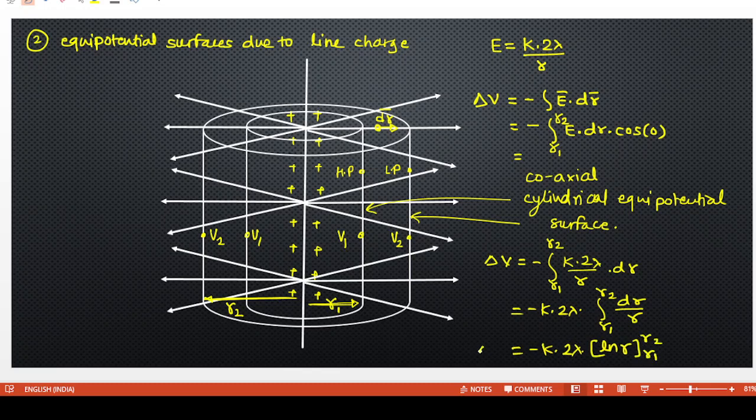This is the formula for potential difference between the two surfaces, or between the two points which are at distance r1 and r2 from the wire. Of course, no need to remember this derivation, you just write down the formula. Write down delta V is equal to this formula, potential difference between the two points.